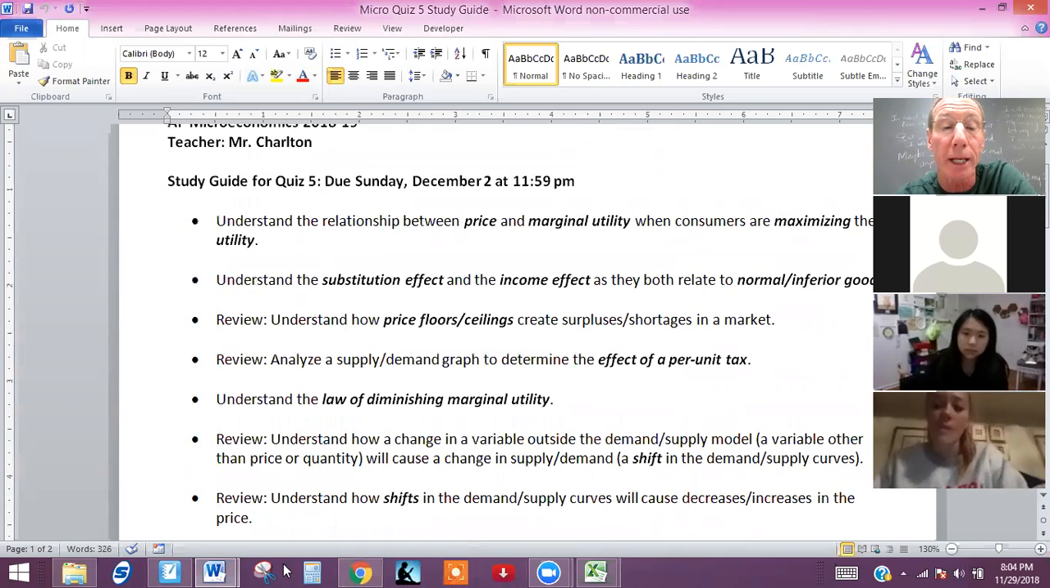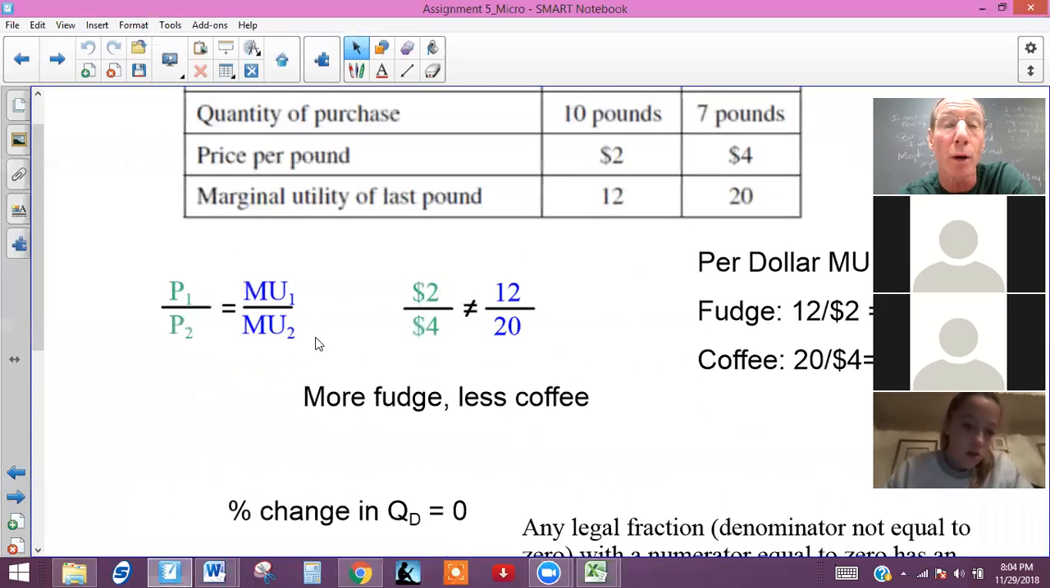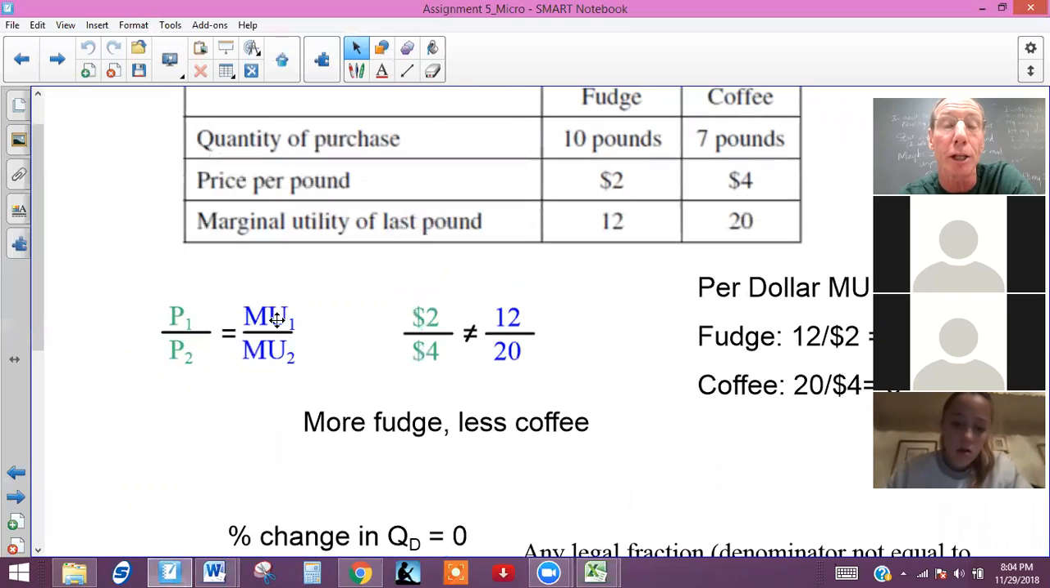And that just simply is looking at this formula right here, the ratio, right? The marginal utility of the last unit of whatever they consume, the ratio of those two marginal utilities needs to be equal to the ratio of the price, right?